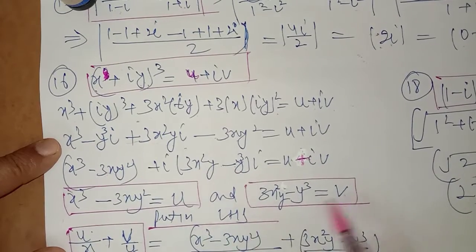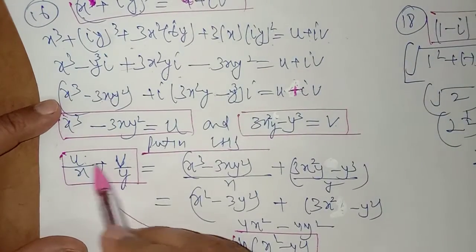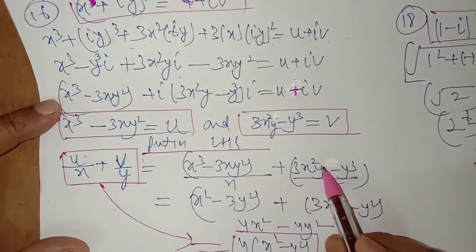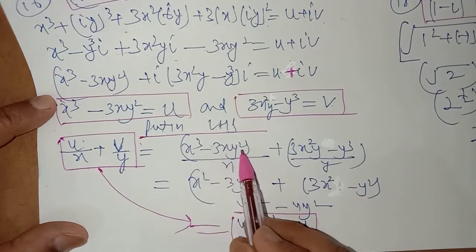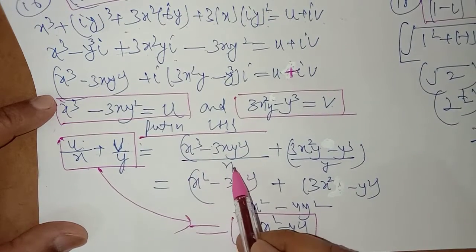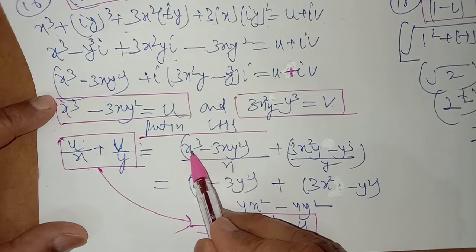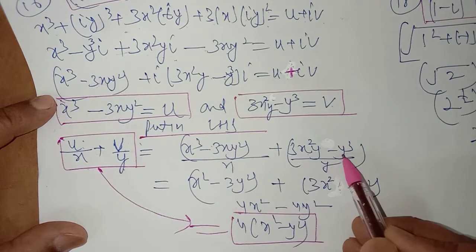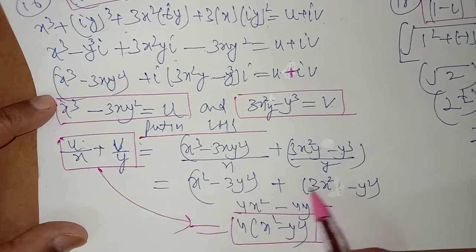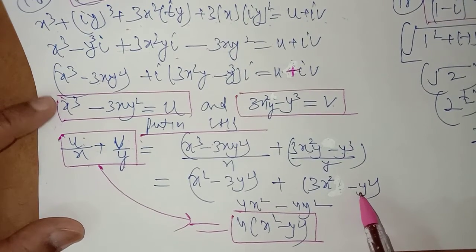Put these values of u and v in the left hand side of the expression you have to find, u upon x and v upon y. This is the value of u, this is the value of v. Now if you simplify this, you can take x common from this, it will be cancelled out. You take y common from this, it will be cancelled out. So it will remain as x square minus 3y square, 3x square minus y square, which gives 4x square minus 4y square as the value of this expression.